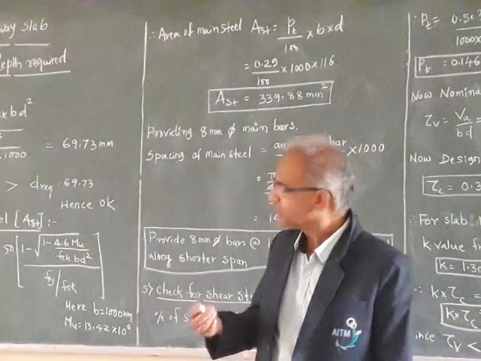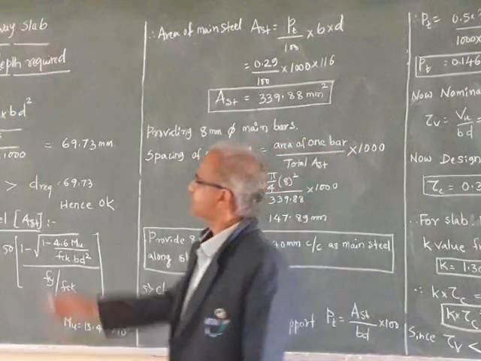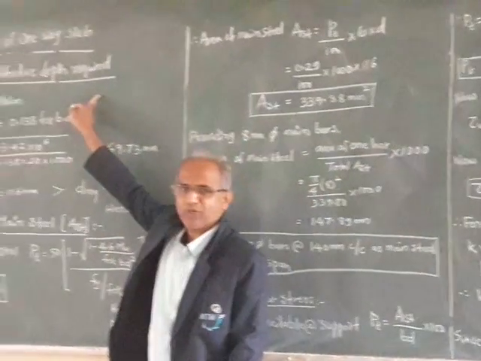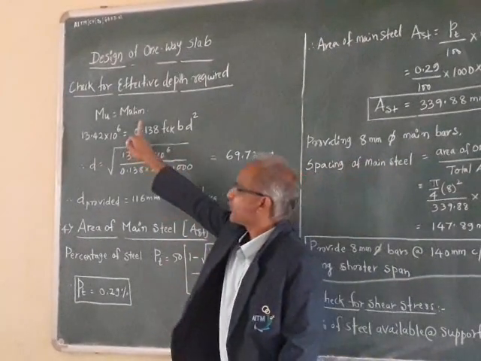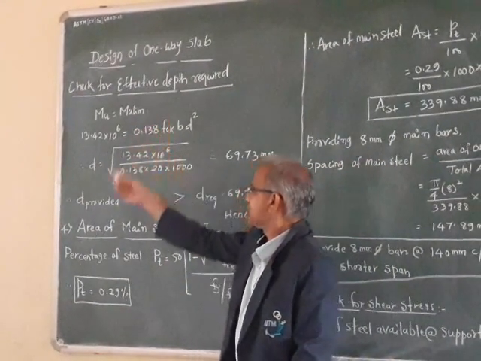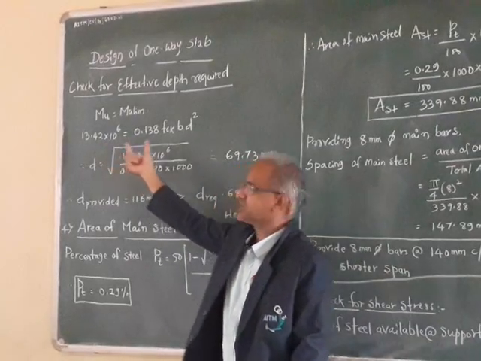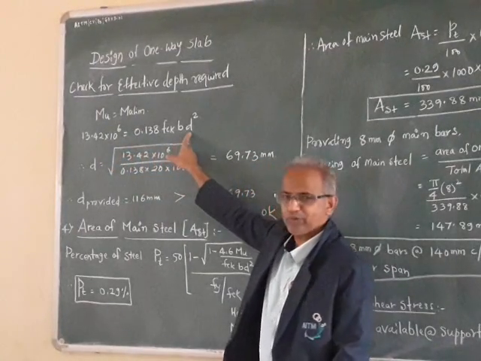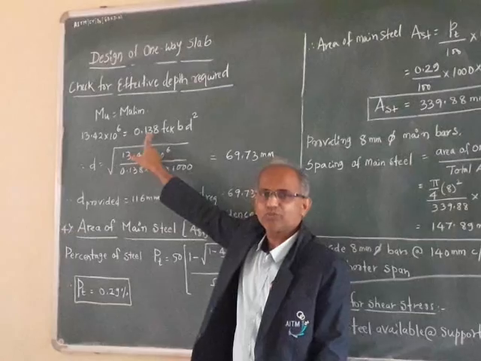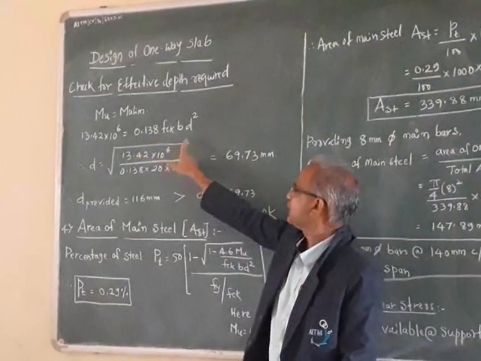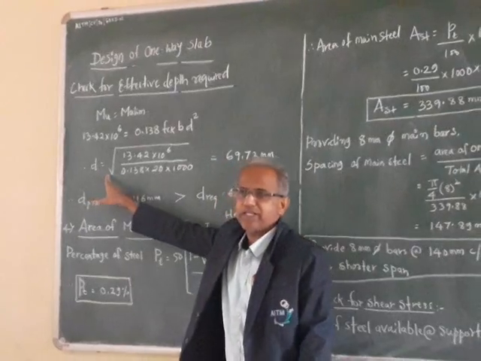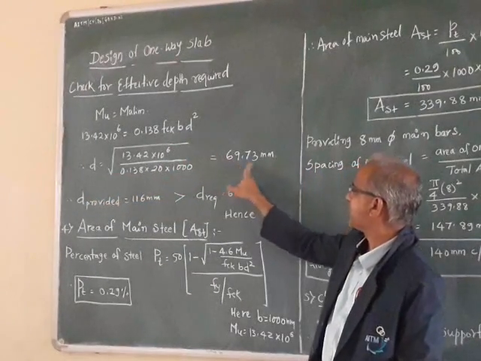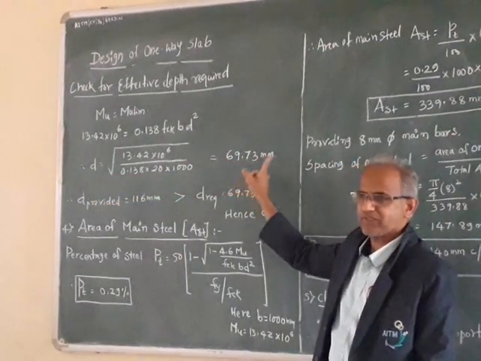We'll continue with the next step, that is check for effective depth required. For that we're going to equate Mu is equal to Mu limit. So whatever the Mu you have calculated, this is equal to, for Fe415 grade steel, Mu limit is equal to 0.138 fck bd square. So from this you can find out d. This is the d required to take the bending moment. So this is 69.73 mm.